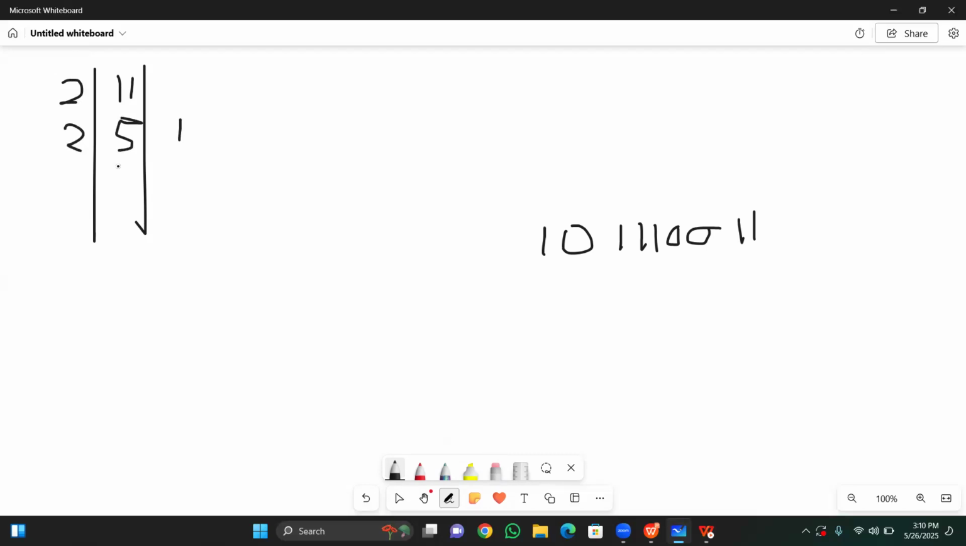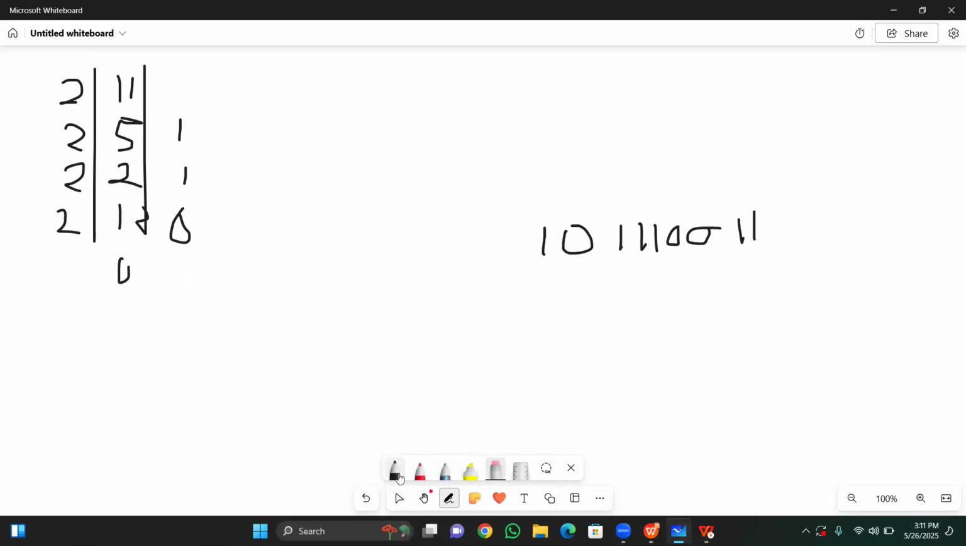2 goes into 5 to give you 2, remainder 1. 2 goes into 2 to give you 1, remainder 0. So if you're trying it out, you can help me find out where my error is. Then 2 goes into 1 to give you 0, remainder 1.